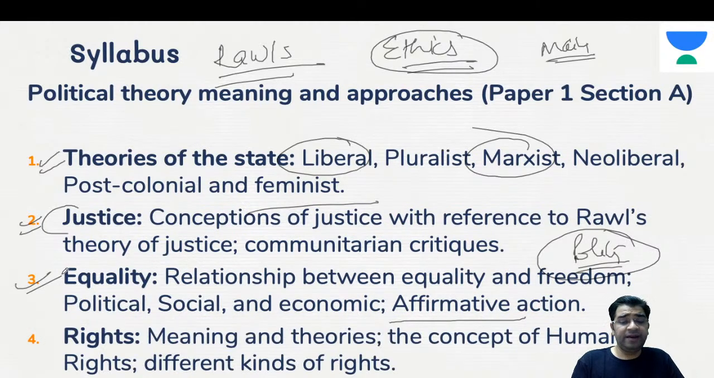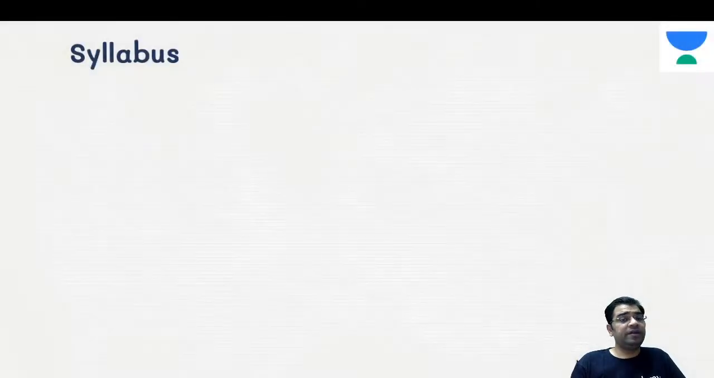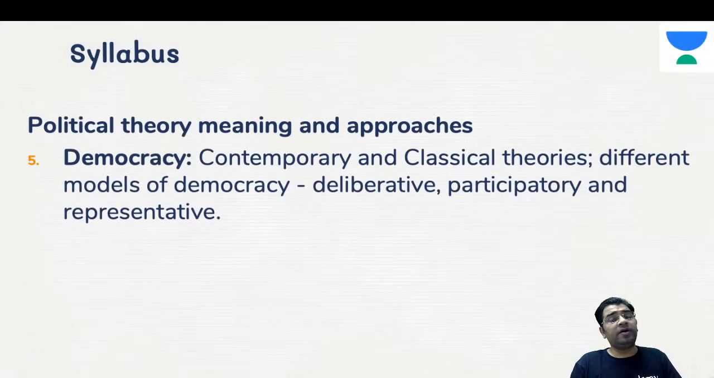Then rights: again, nothing but an overlapping of the theory of rights and other related topics with your GS paper 2 syllabus, that is Indian polity and constitution. Then democracy, very simple. You have been reading about democracy since childhood: for the people, by the people, of the people. Basic definition. UPSC directly asks the question: what is deliberative democracy?